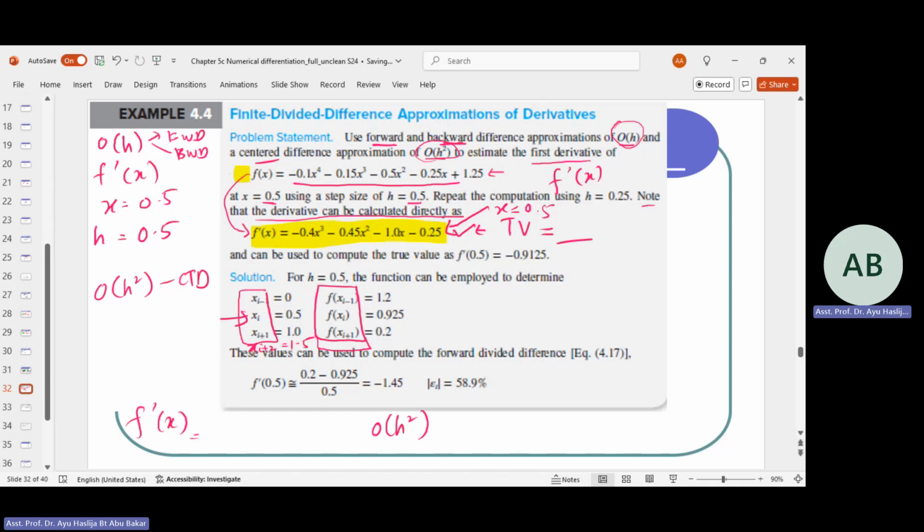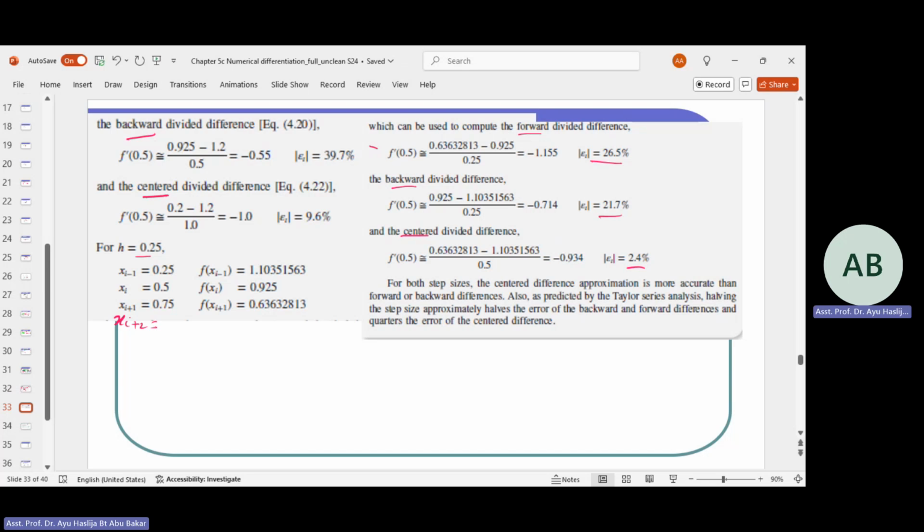Forward and backward, level 1. So level 1, we just need xi plus 1 and xi minus 1 for forward and backward. Just now, if it requires level 2 for forward and backward, you need extra points. Now, this is how they proceed for each of the axes and each step size.